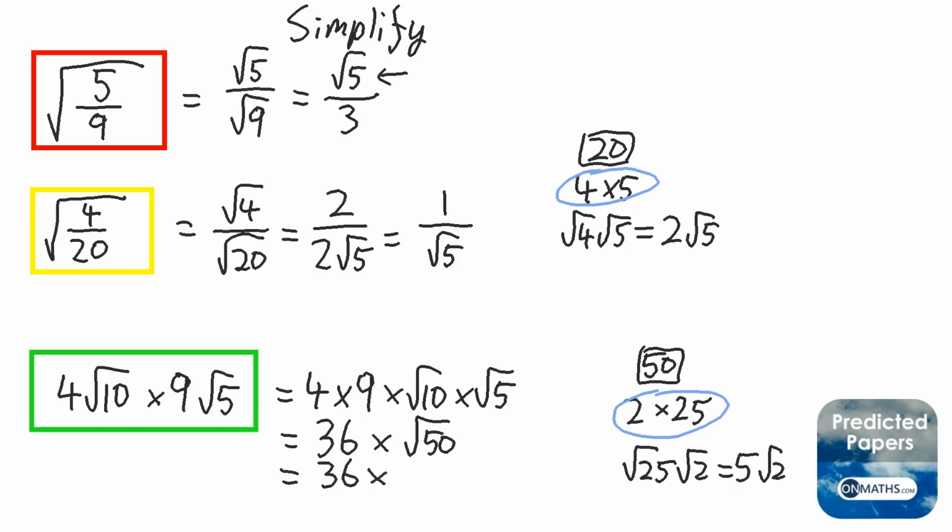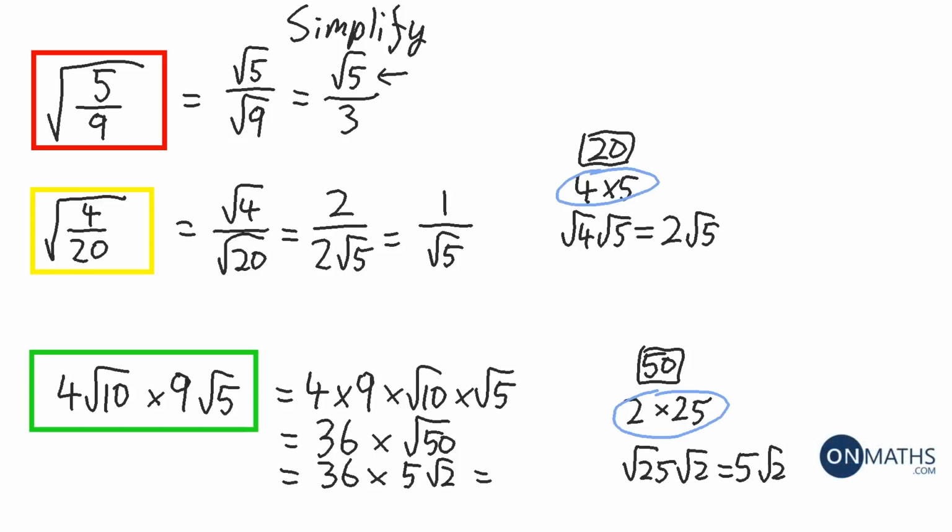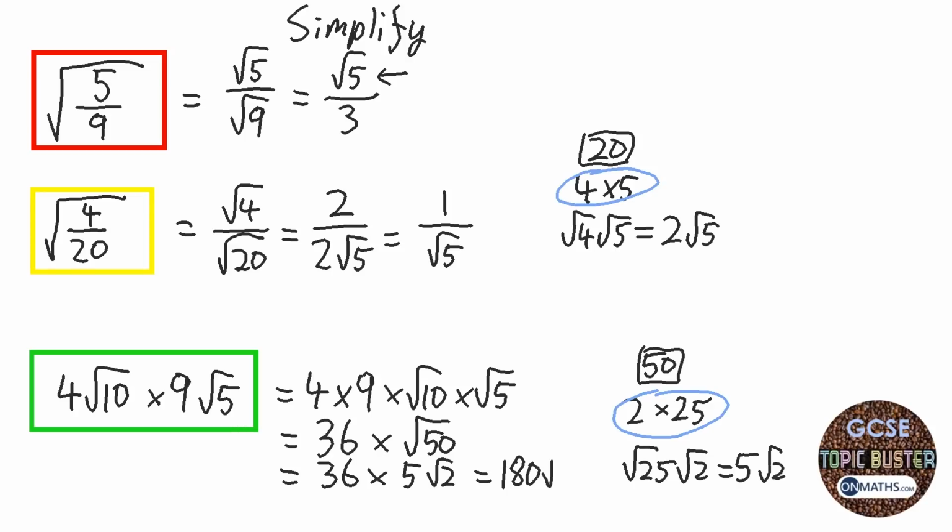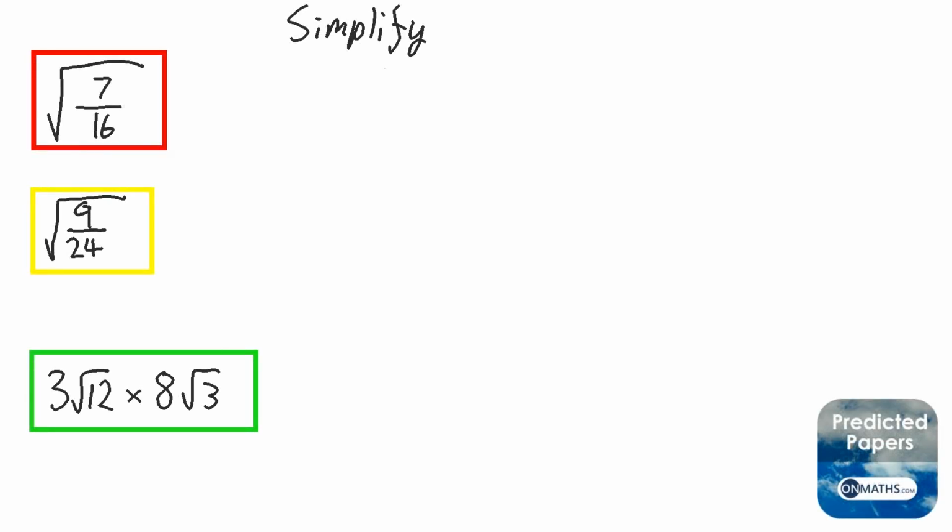So 36 times 5 root 2. And so I need to do 36 times 5, and I can do that with long multiplication or a times by 10 and halve it, so I know that that's going to be 180 root 2. Okay, have a go.